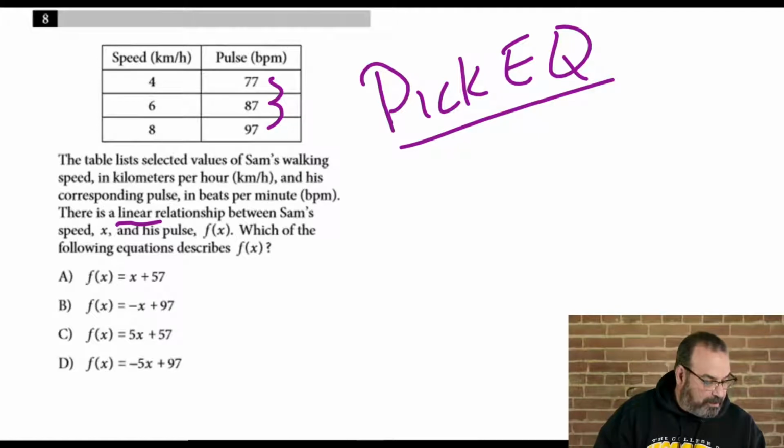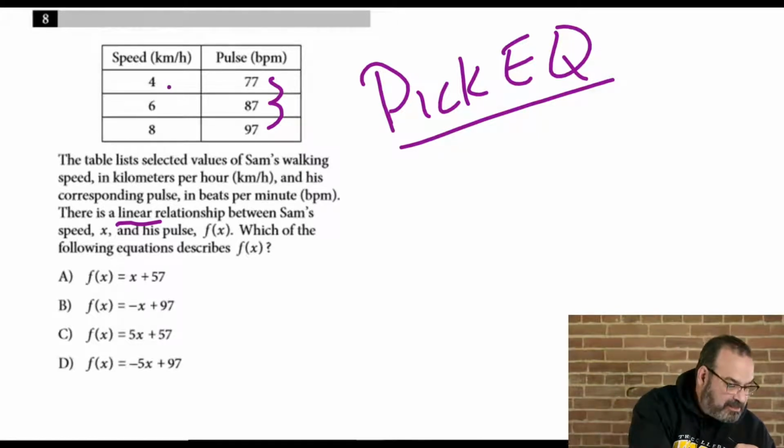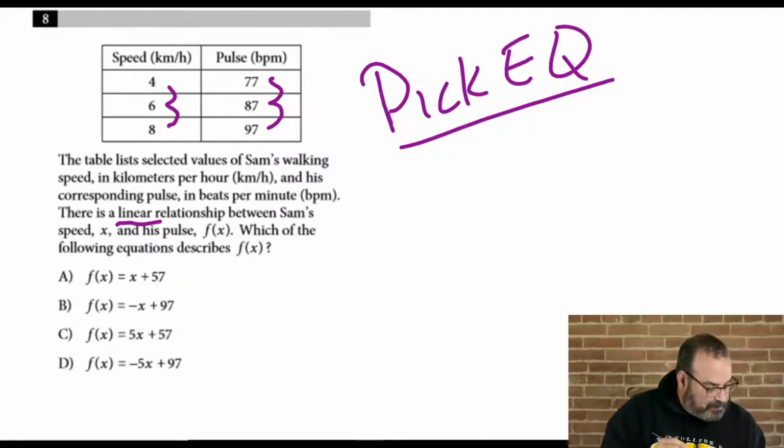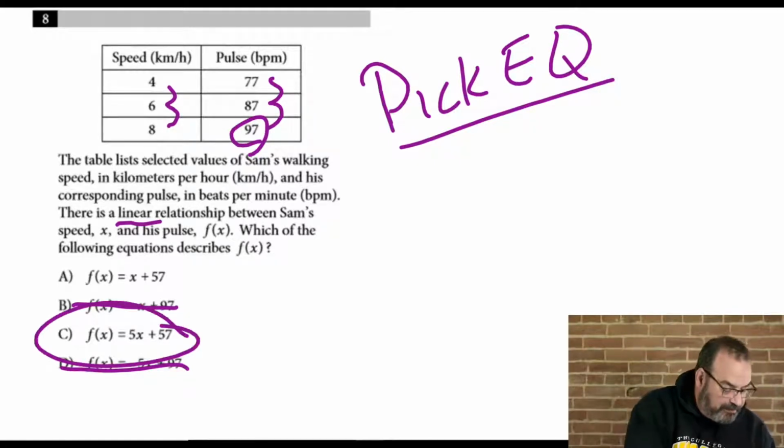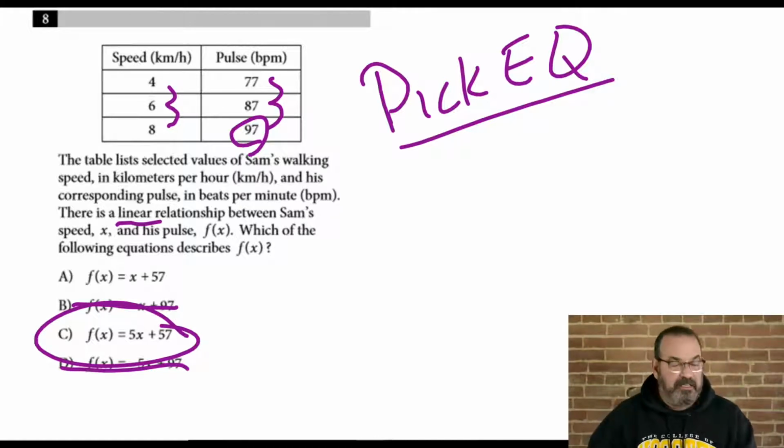All right, so we're going up by 10. And we change the speed. Is the speed the input? Yep, the speed is the input, and we go up by 10. So we have 97. That's not the intercept. It's going up, so it has to be positive. So 57 is the intercept, and it goes up by 10 for every 2, which is a slope of 5. The answer is C. See how I did that?